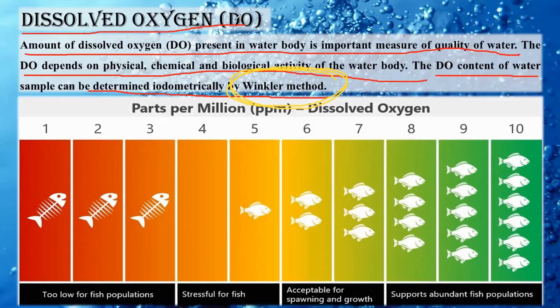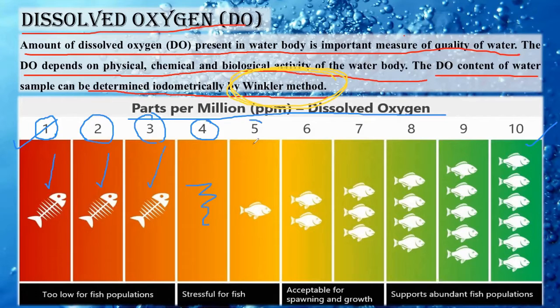Now let us move a little bit on. What we are seeing is that the color starts from red and ends at green. That's why I have chosen a blue colored pen. Now parts per million, that is ppm, of dissolved oxygen. If 1 part per million DO is there, then you will see only the skeleton of fish. If 2 parts per million, then also the skeleton of fish. If 3 parts per million, then also the skeleton of fish. If 4 parts per million, then there will be nothing.